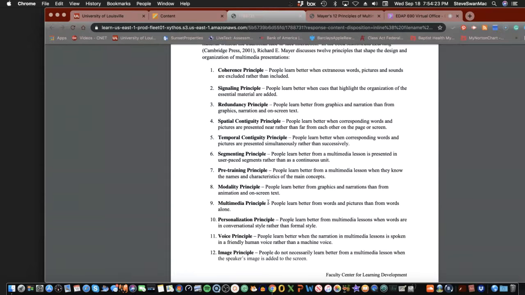It's funny because he just says that people learn better from words and pictures than from words alone. In his book, this goes on for pages. And remember, he is a cognitive psychologist. He's not an educator. He reminds me in a way of David Rose, the guy I talked to you about when I talked about universal design for learning.